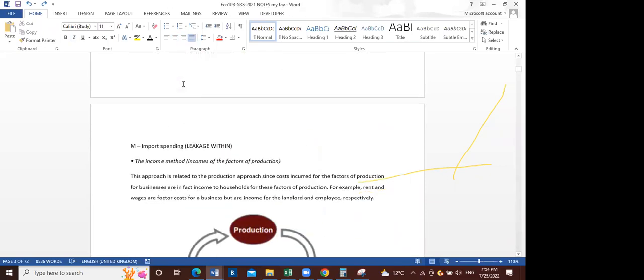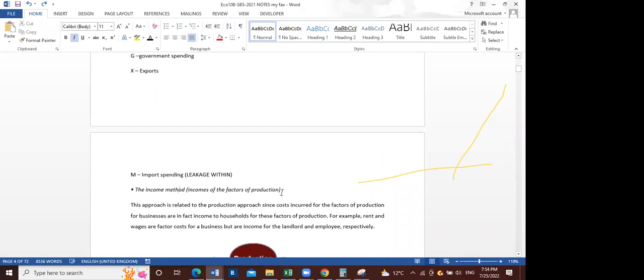Then the last method is the income method. The income method is another method of measuring GDP within the economy, which basically measures the incomes that have been received by all factors of production within the economy. So we understand that when an economy is in production, it makes use of the factors of production. And if you still recall in your Economics 1A, in your microeconomics, it was stated that the factors of production belong to the households, and hence the households are the owners of the factors of production.